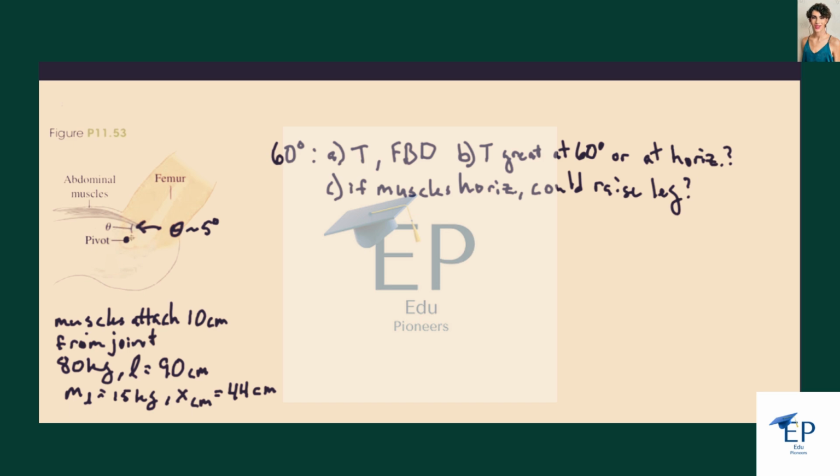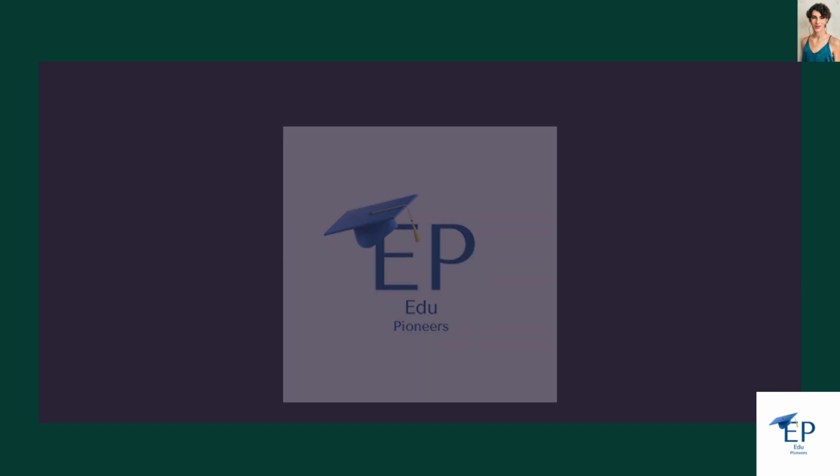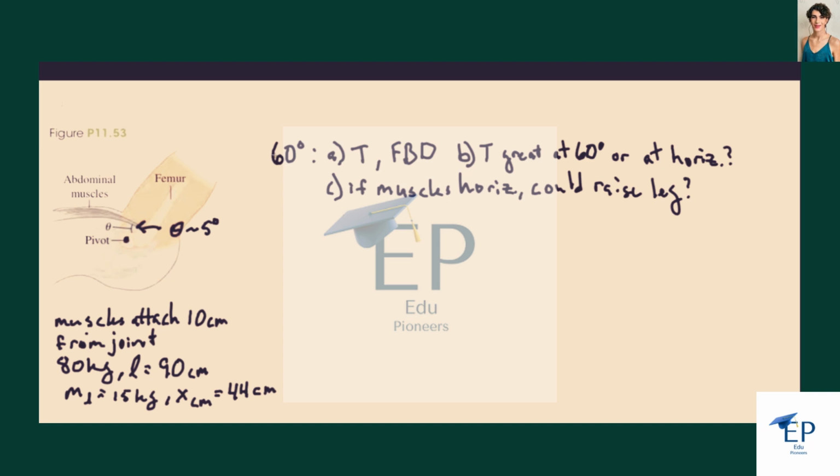This is not true in a real human body, but for the sake of having a tractable problem, we assume that. This person has a mass of 80 kilograms, their legs are 90 centimeters long, and have a mass of 15 kilograms with a center of mass 44 centimeters from this joint. So we'd like to consider the leg being raised to 60 degrees.